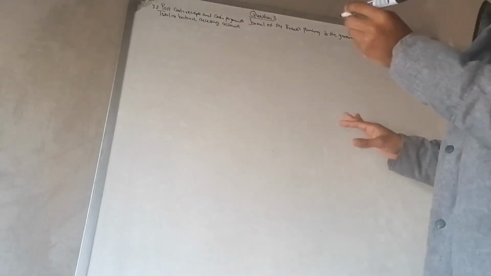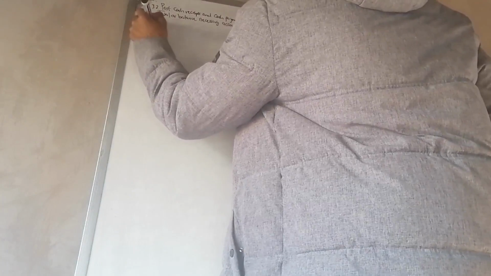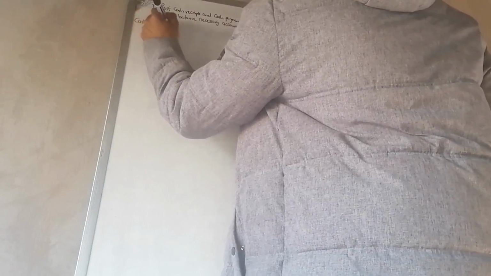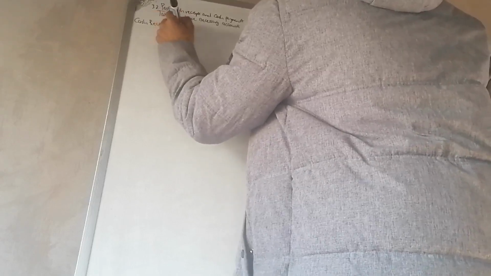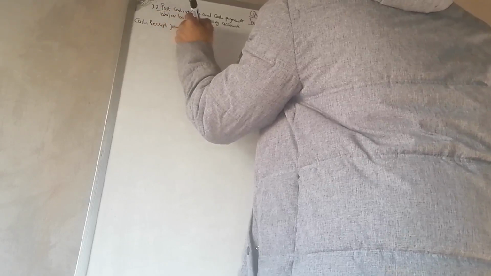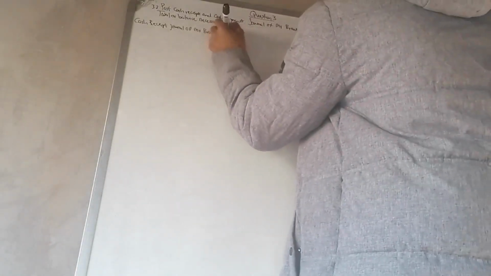Right. These are journals that we need to post. Cash receipt journal of Mr. Brown's Plumbing for July 2019.